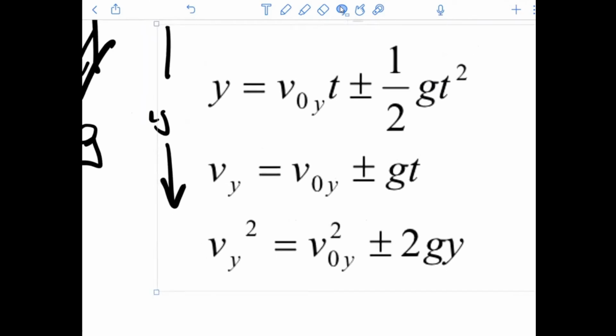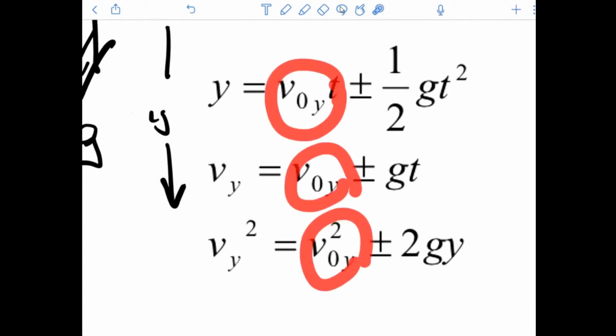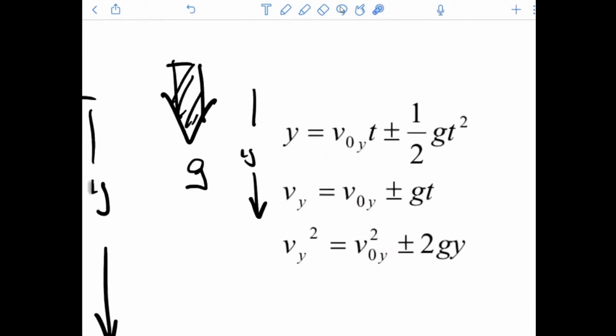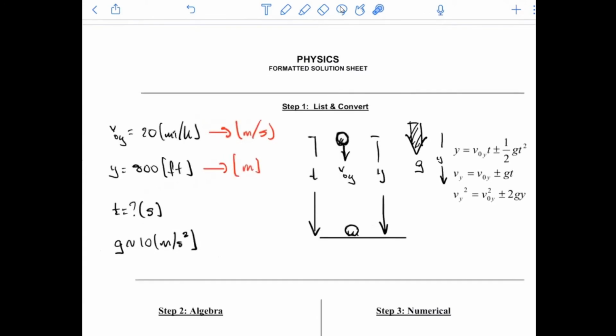You do have initial speed, so this is not 0, so you have to keep them as they are. The best thing to do is check to see what's given. We know the height in this case, so this is given. Time is what we're looking for.